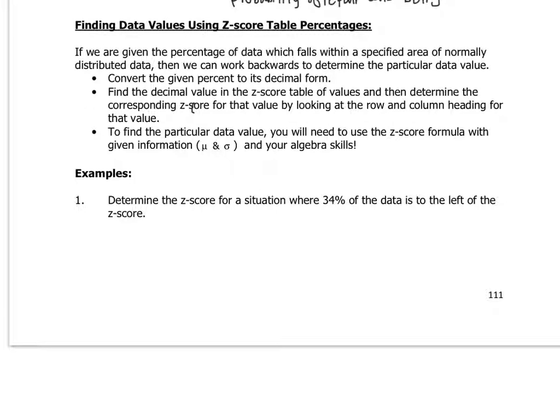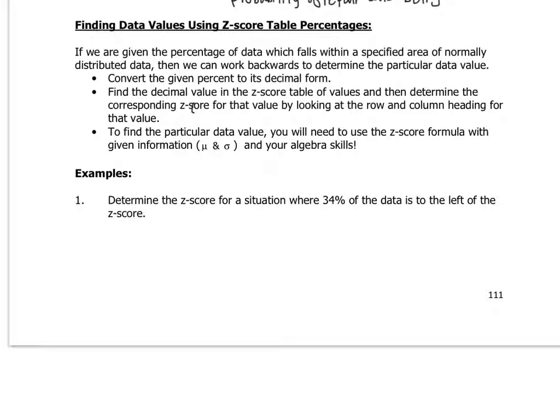And then if you're looking for a particular data value, you'd have to take that z-score and put it in the z-score formula with your mean and your standard deviation and use algebra to solve for the data value. So depending on what kind of question you have, basically you'll be working backwards to get the information that you want. So the first one here says you're looking for the z-score for a situation where 34% of the data is to the left of the z-score.